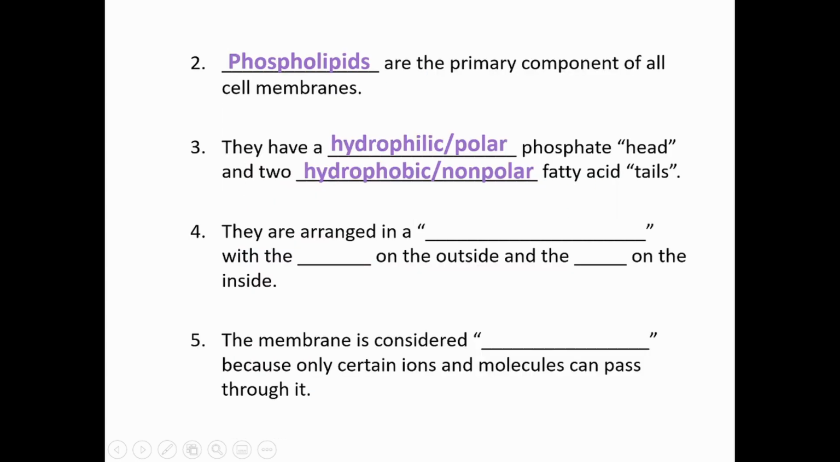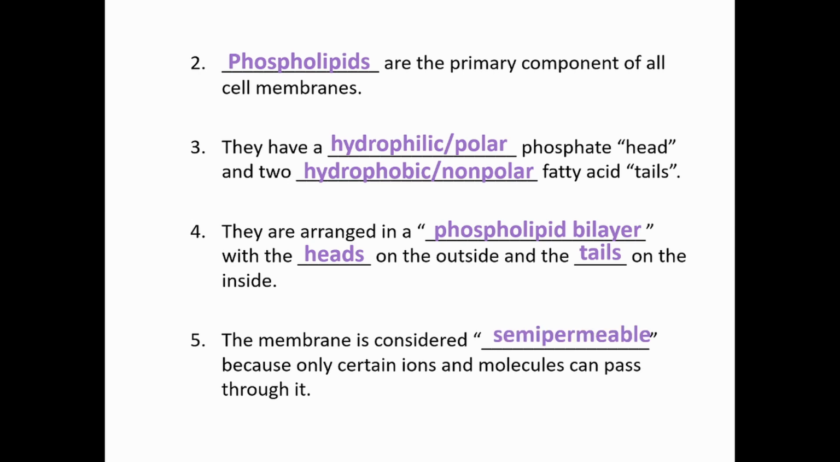Now these phospholipids, like we said, are the primary component. They have this water-loving head and these water-hating tails, and they're arranged in what we call a phospholipid bilayer, where there are two layers with the heads facing the very outside of the cell and the very inside, and the tails being sandwiched in the middle.